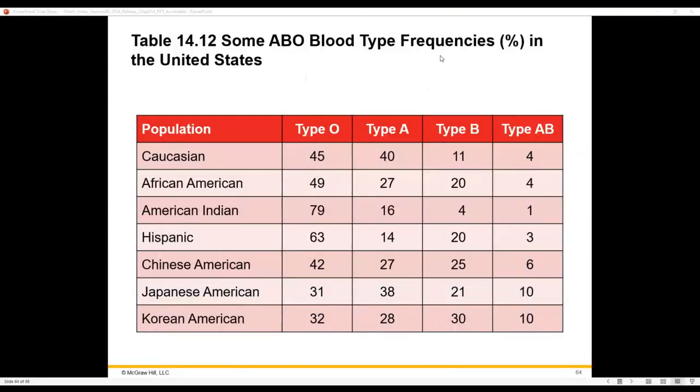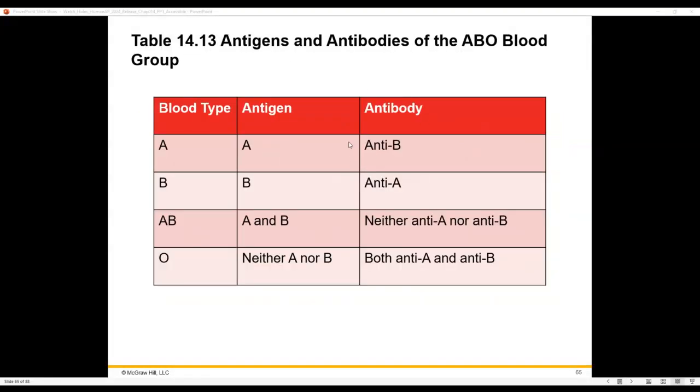Here's a breakdown of the different blood types by different parts of our population. And as you can see, overall, type O is the most common. Okay, this is a good chart to get to know.